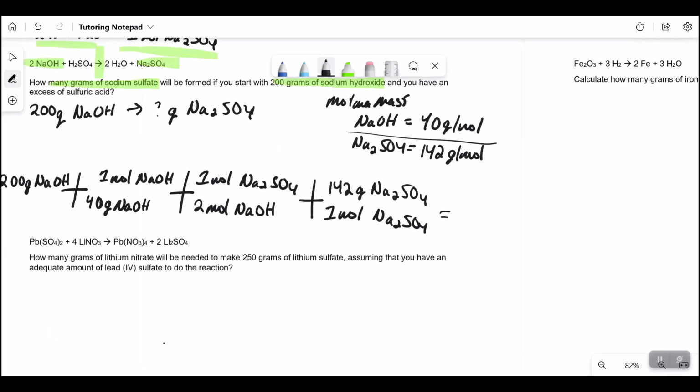When we plug all of that into our calculator, typically I tell students to run everything across the top first to get a value, then run everything on the bottom to get a value, and then do it all together, so you're not trying to put in 200 times 142 divided by 40 times 2, because that can sometimes cause errors. When you do that, you should get 355 grams of Na2SO4.